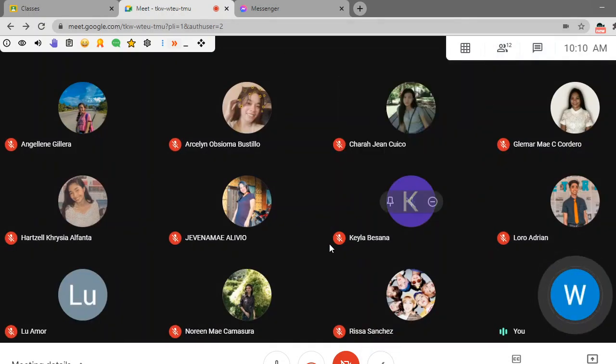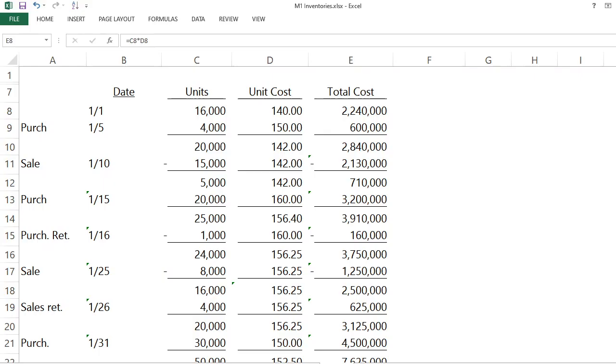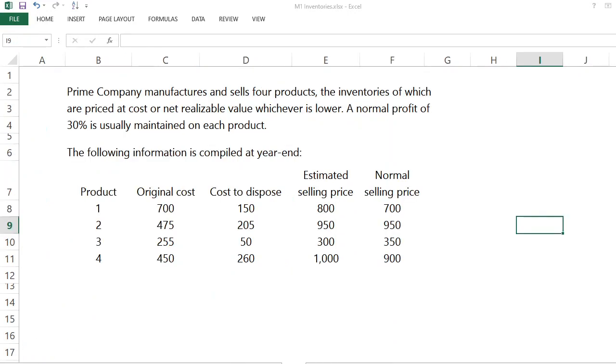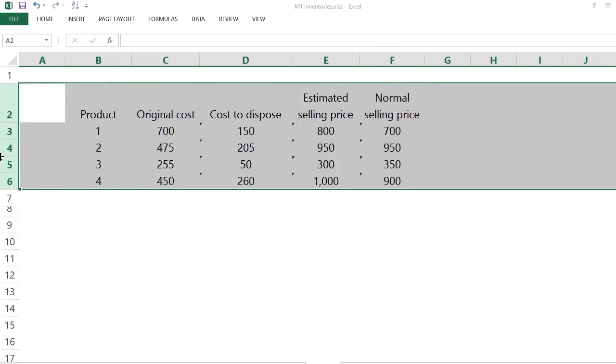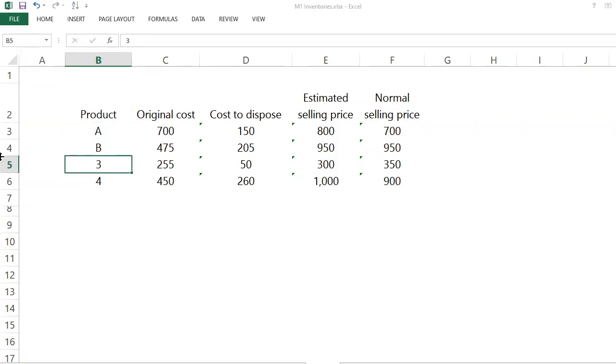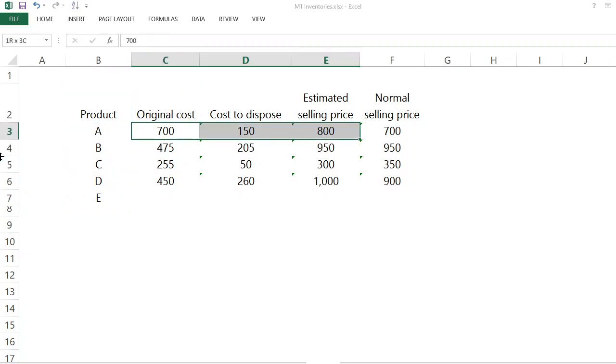Okay. Sige. So, we have here Horny Company. Pangit naman ang pangalan ng company to. So, we have the LCNRV, the cost and the estimated sales price and the cost of sale. And we are going to compute kung ano ang gagamitin natin using the LCNRV. Okay. Ay, may assignment pala tayo. 12-2. Okay. So, we have items A, B, C, D, E, units, and then the cost. So, mag-start tayo sa A, B, C, D, E.